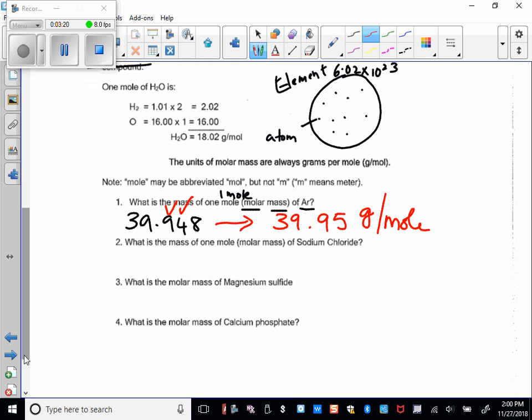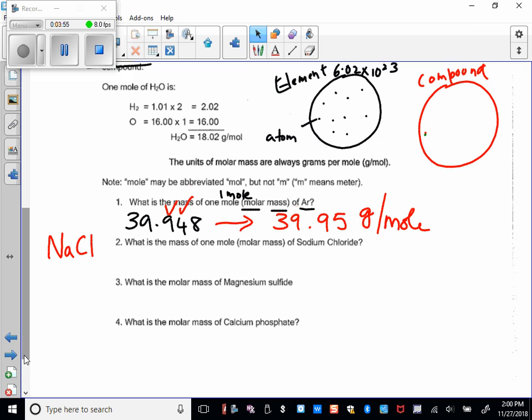Now, what is the formula of sodium chloride? NaCl. Now, what is the molar mass of this compound? So just like you had an element, an atom, are you with me? You can have a compound, and the compound can be ionic or covalent. But right now we are dealing with an ionic compound. We know sodium chloride is an ionic compound. Yes or no? It contains a metal and a non-metal.